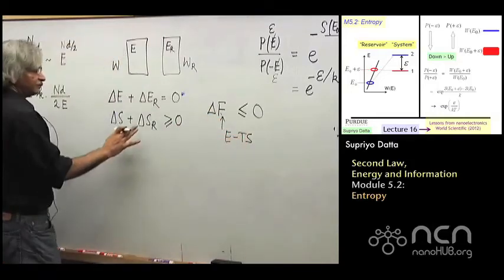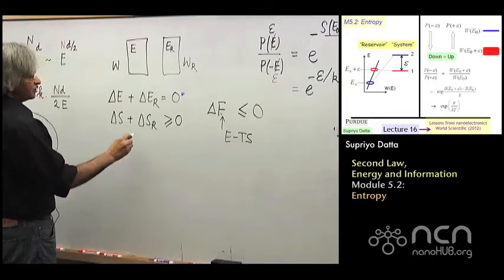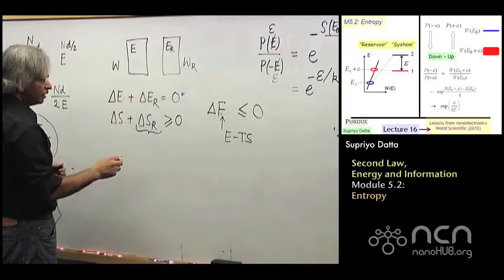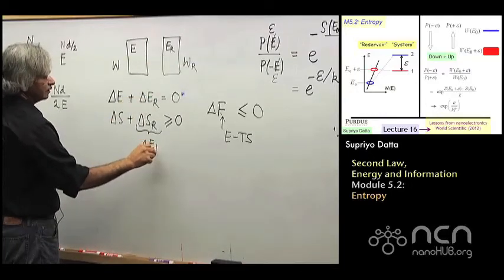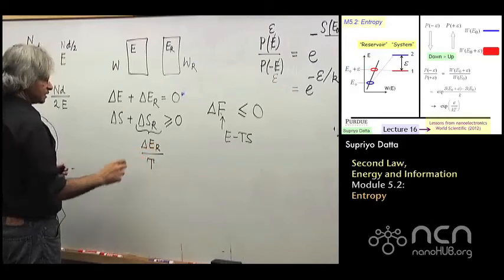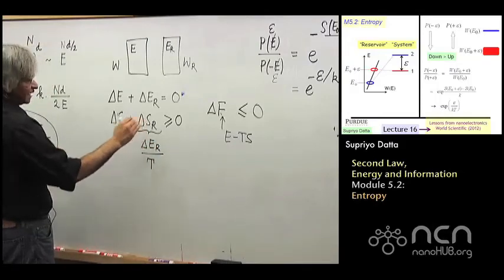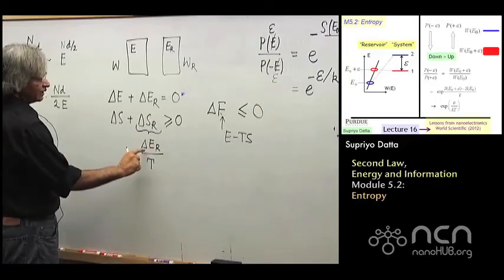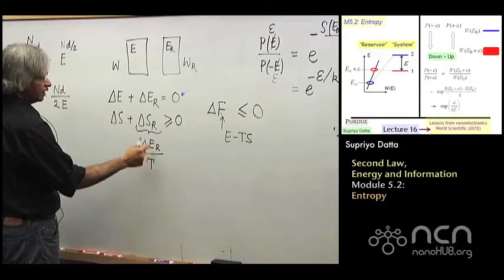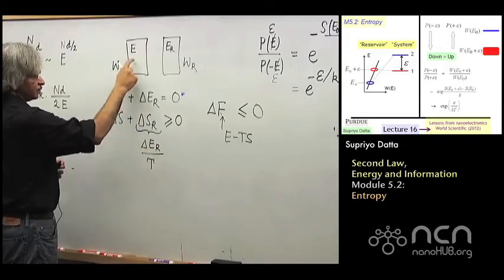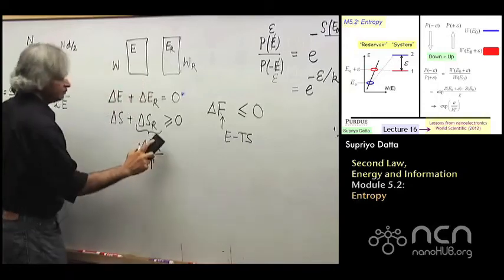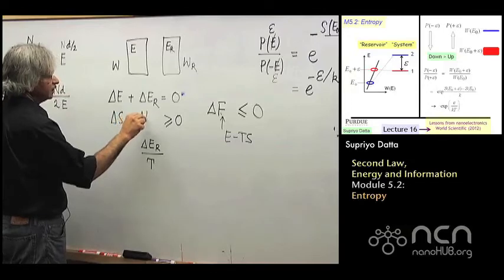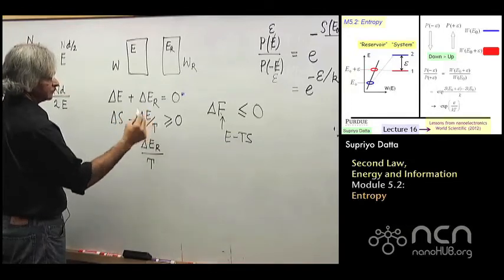Now, how do you show that? Well, from here, the way you could do it is, you could say that delta SR, the change in the entropy of the reservoir, is given by delta ER over temperature, because we define dS/dE as 1 over temperature. So delta SR is this. And then we note that the change in ER, the energy of the reservoir, is actually the negative of the change in the energy of the system. So I could replace this with minus delta E over T.